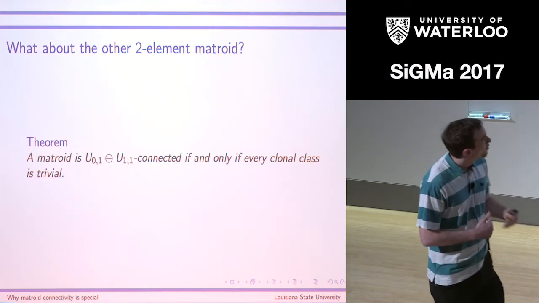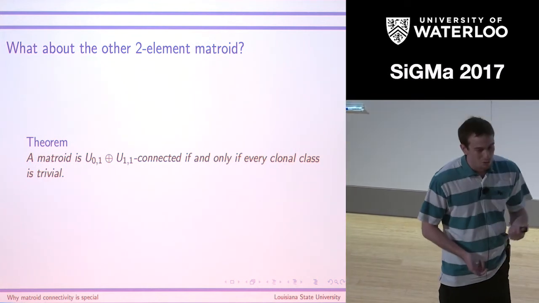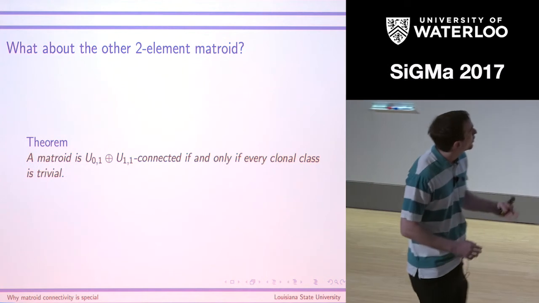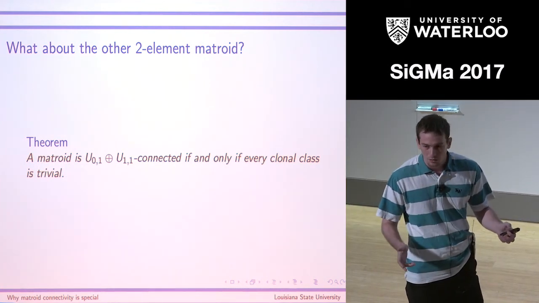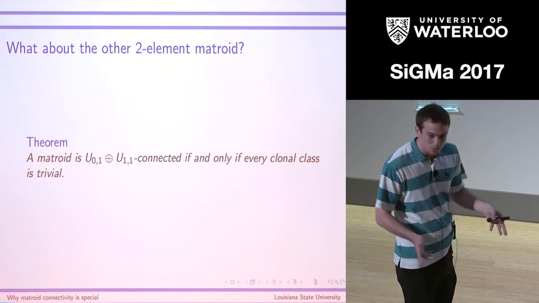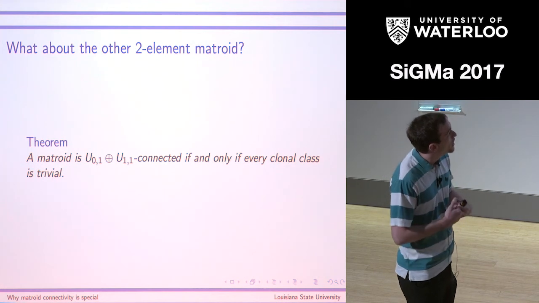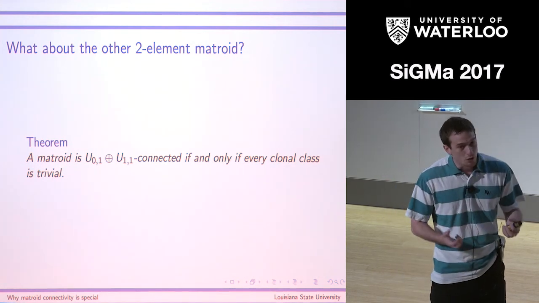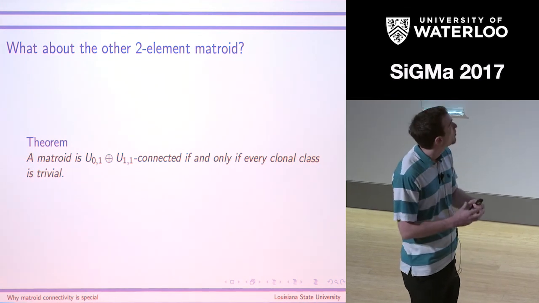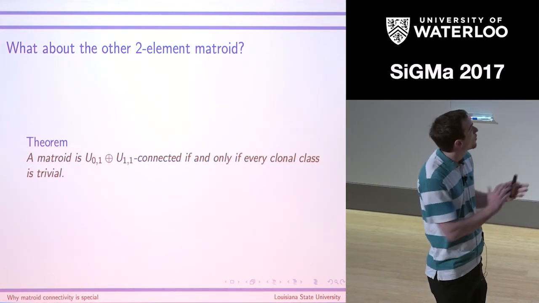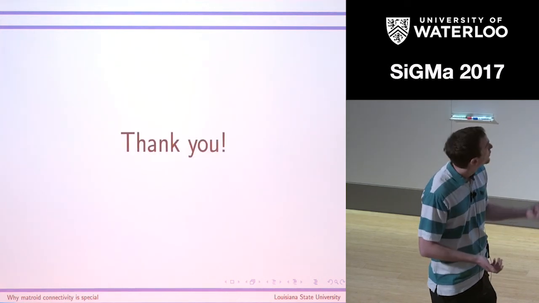So I've talked about all the two-element matroids except for one of them. So I'll give you the result for that too. When you have a loop and a coloop, U01 and U11, we can characterize U01 direct sum U11 connectivity by saying no two elements are clones. Clones are the only time we can't get one to be a loop and the other to be a coloop by minor operations. So that's it.